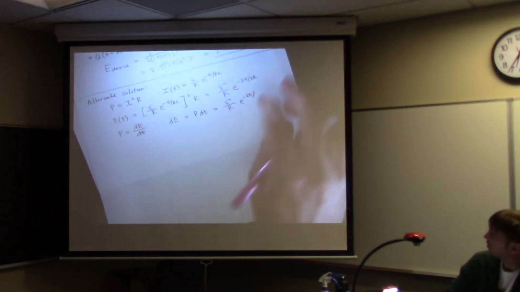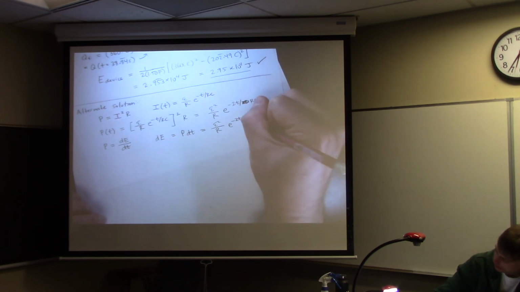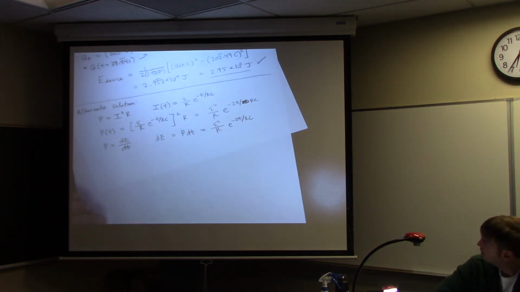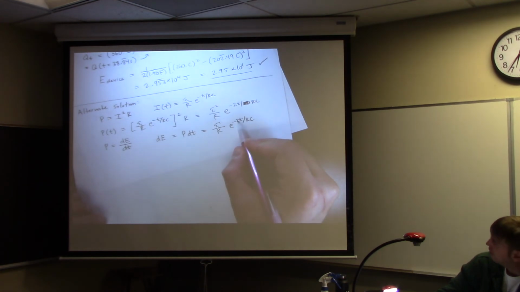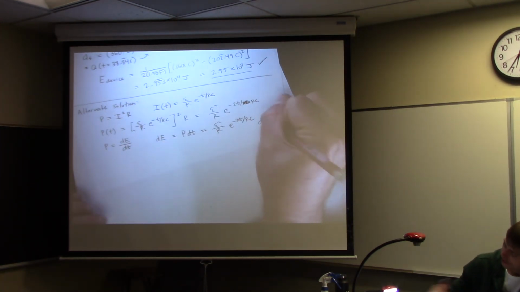Wait, hold on a second, guys. I wrote something wrong up here. On the bottom, that should be RC, of course. Okay. So in the exponent, it's minus 2t over RC. And then there's the dt.